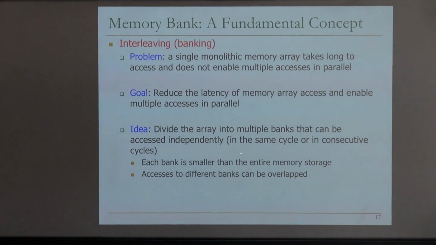Your latency reduces, and access to the different banks can be overlapped. So you can start one access in one bank in the first cycle, the next access in the next bank in the next cycle, the next access in the next bank in the next cycle. As a result, you get one word per cycle throughput, which is good.